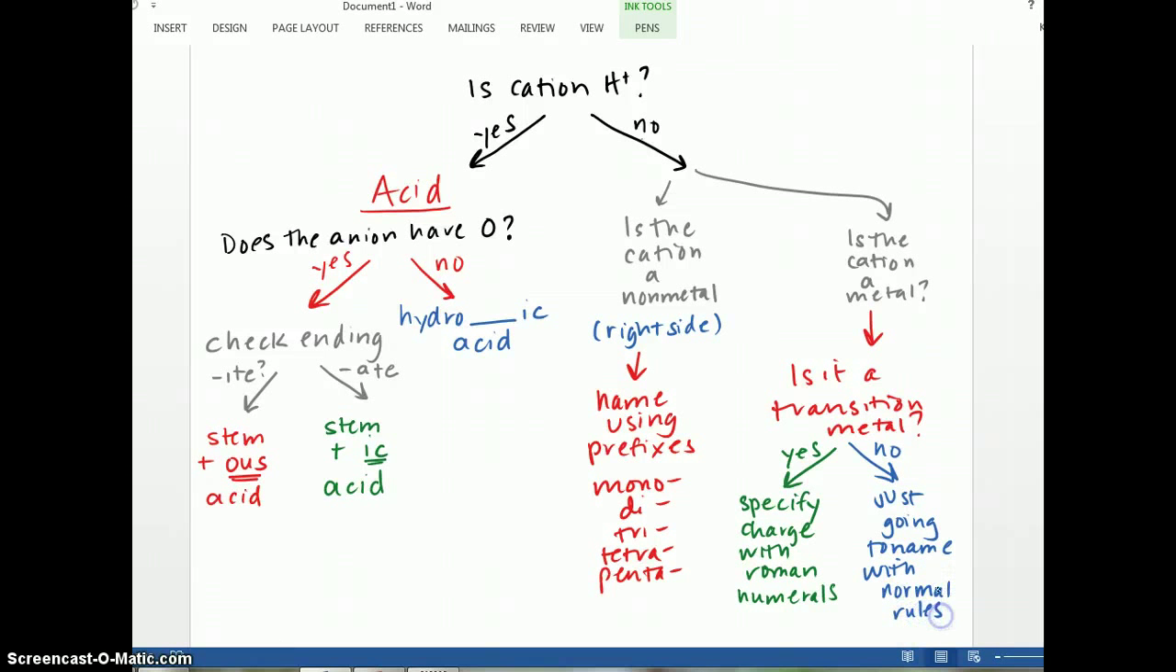So if you think through this flowchart, every time you have a question to answer, it should take you down the right path to get it right. Is the cation hydrogen? You decide if it's an acid. If it's an acid, you go through the series of acid questions. If the cation is not hydrogen, then you're thinking about whether it's a nonmetal or a metal, and then you're going to go through those sets of questions. I'm hoping that this helps you with looking at the problems, and I would suggest that you use this flowchart as you're going through a bunch of problems.